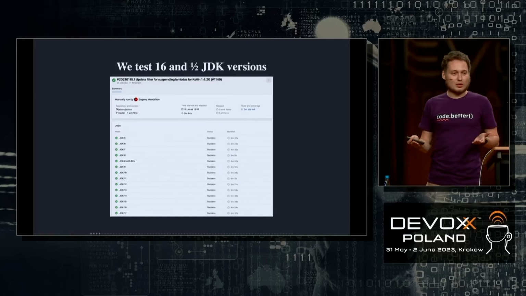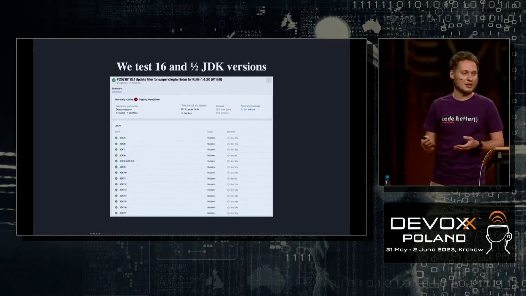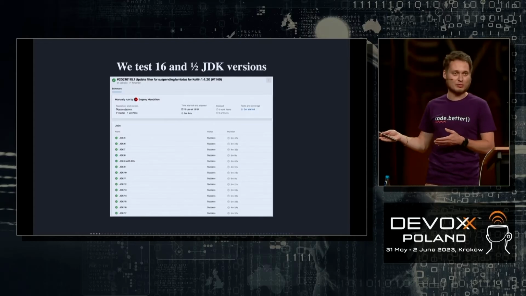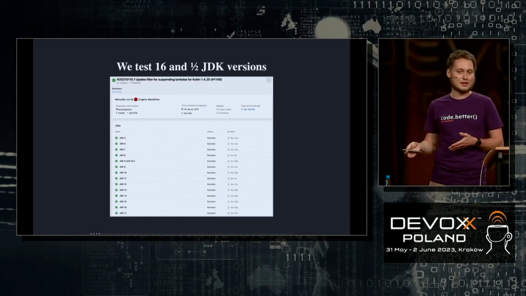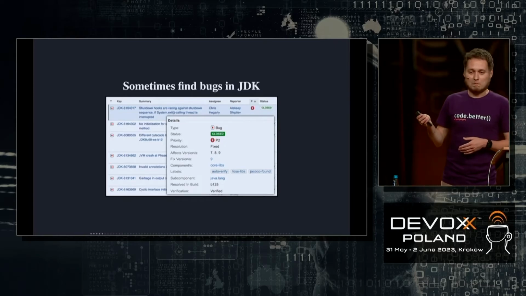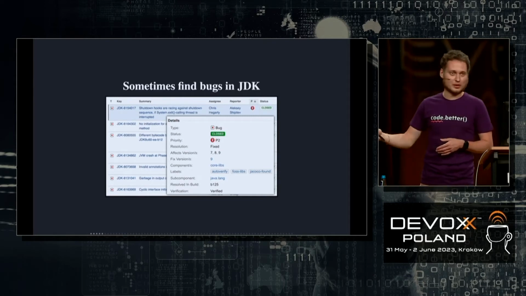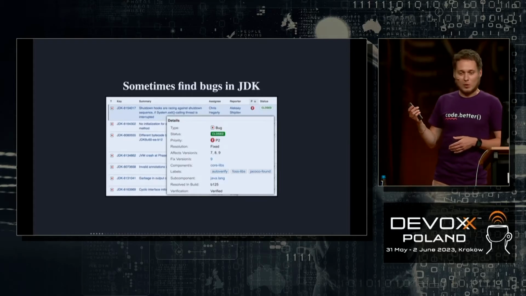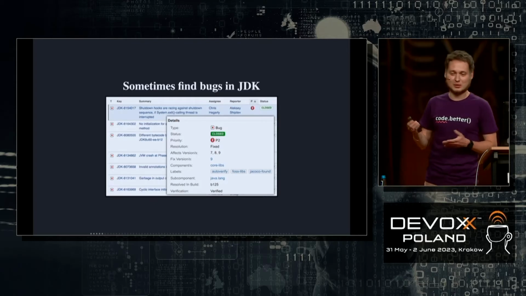While developing JaCoCo, we test it on 16, as of today, if I'm not mistaken, and a half JDK versions. Why half? Because we're also testing it on early access builds of JDKs which are not yet released. JDK 21 is not yet released, but we're already testing it. Sometimes we do find bugs in JDK. Quite some time ago, I don't know if it still holds, we were actually one of the top contributors to the JDK bugs. Why so, and what kind of bugs? Maybe we're going to see together with you, maybe not. We'll see.